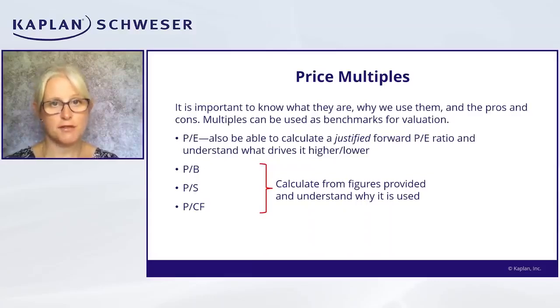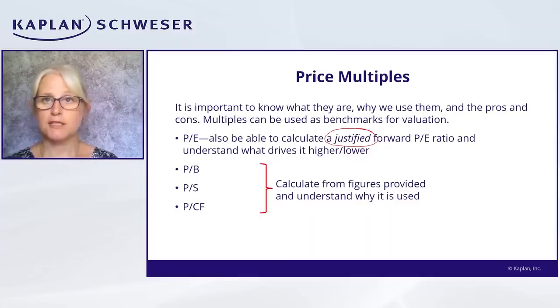So we can observe the PE ratio. We can also calculate what's called a justified or an intrinsic PE ratio. And when we're doing that, we're looking into the company and we're saying, what should the PE ratio be rather than what it is? We also need to understand what are the inputs, the levers that can make that increase or decrease what the PE ratio should be.